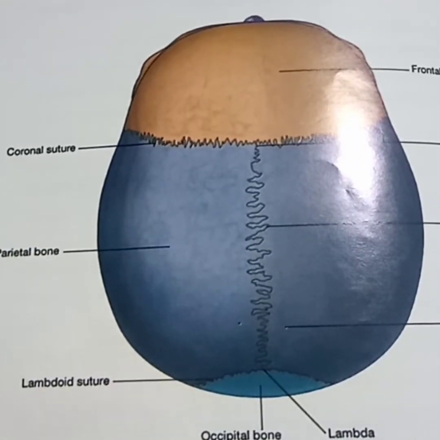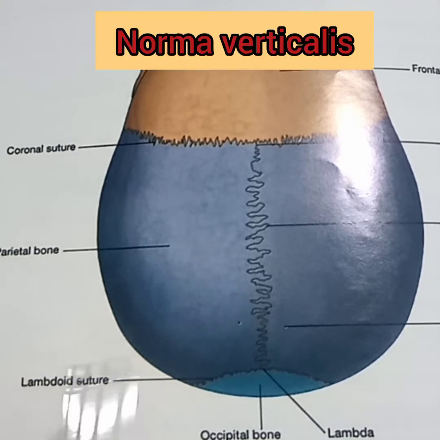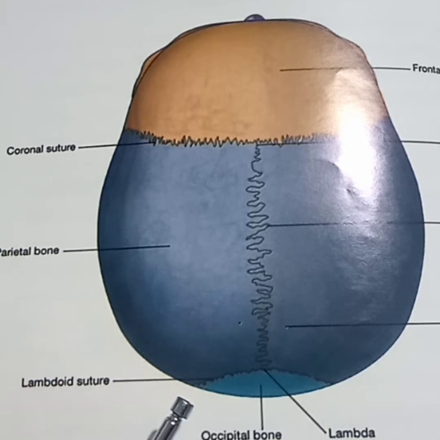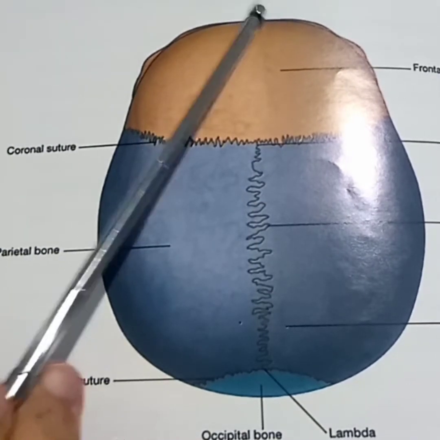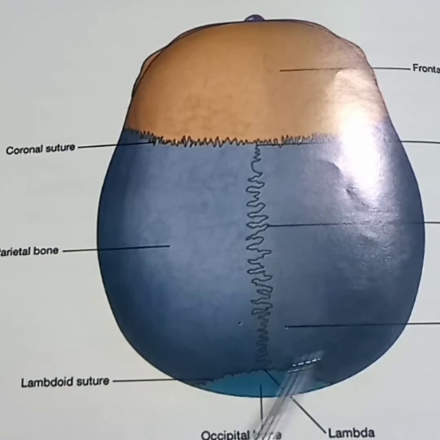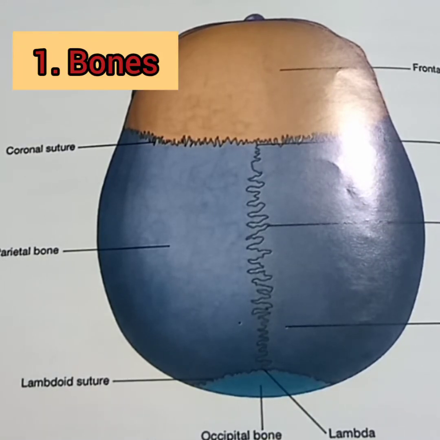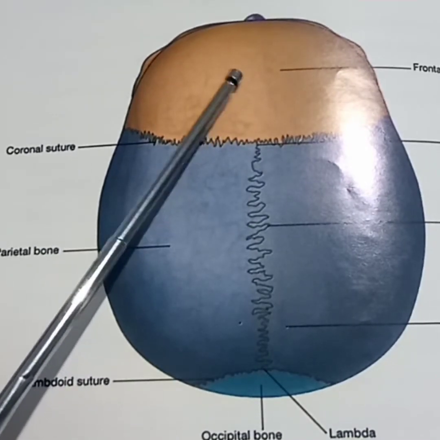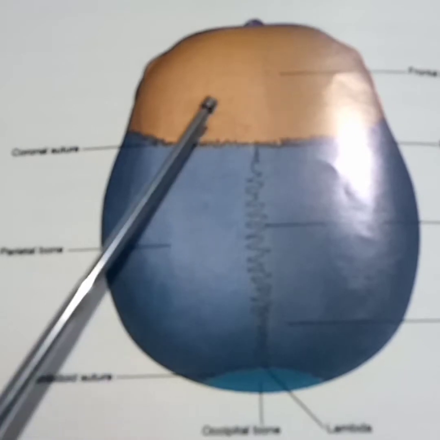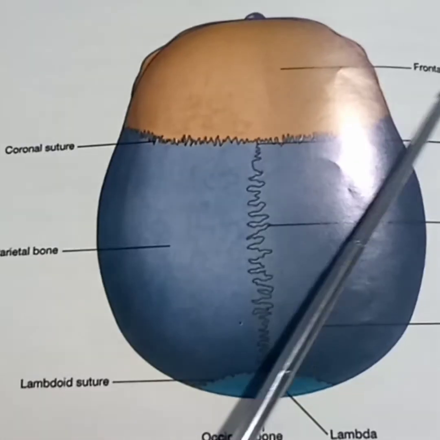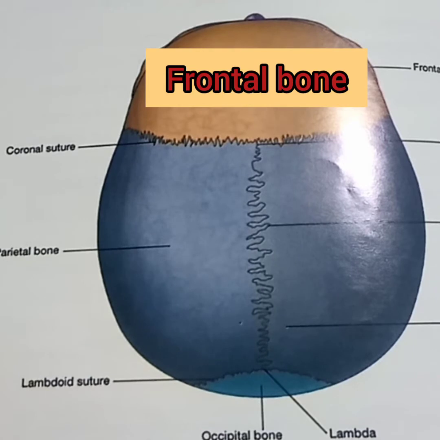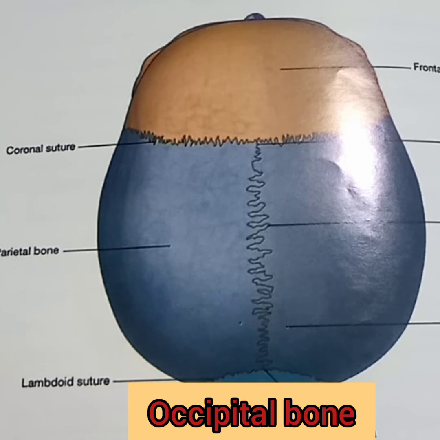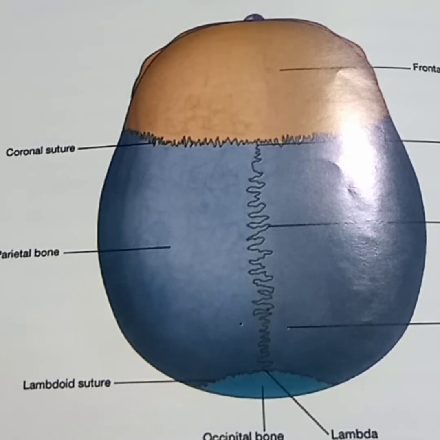Now let's start with the simplest view, Norma verticalis, the superior view of the skull. At first, we will identify that this is the nose, so this is the front and this is the back. What are the bones which appear in Norma verticalis? Anteriorly, you can see this large bone, which forms the forehead and lies in the front, so it will be named frontal bone. Posteriorly, you can see this bone, which is named occipital bone. Occipital means the back of the skull.